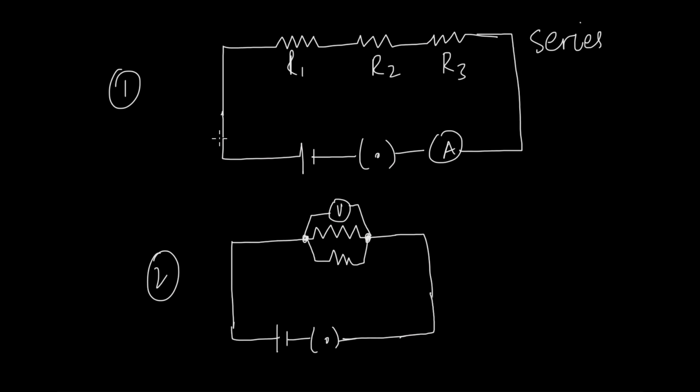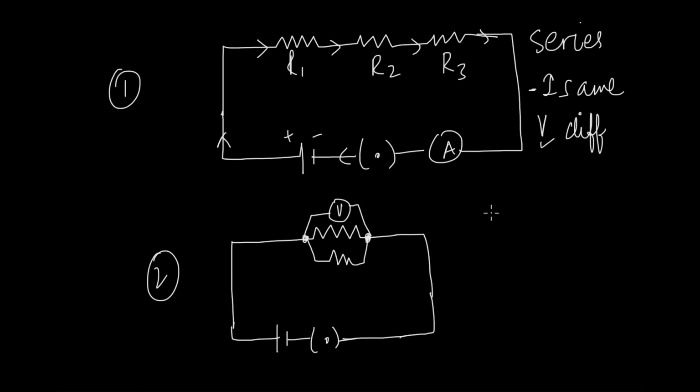When the current flows from here, it's going to enter the first resistor, exit the first resistor, then enter the second resistor, exit the second resistor, then enter the third resistor, exit the third resistor, and then come back here. The same current is going to flow through all three resistors. So in series, I remains same while voltage differs. So this is a good way you can learn this trick, that in series I is same. So if I remain same, then the other component will change, that is the voltage will differ.